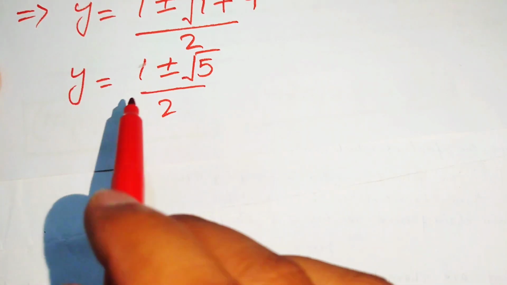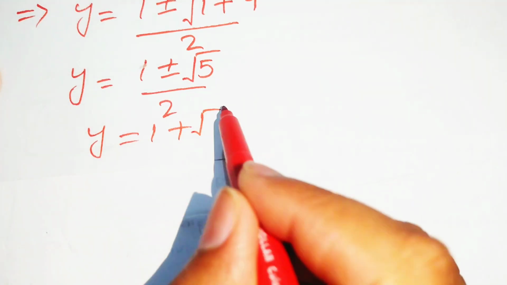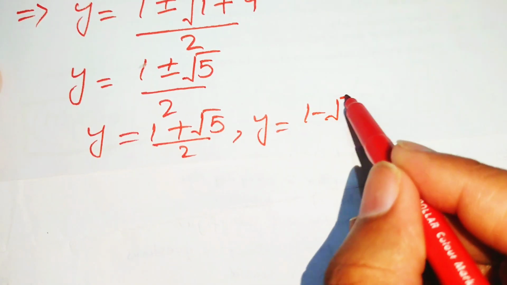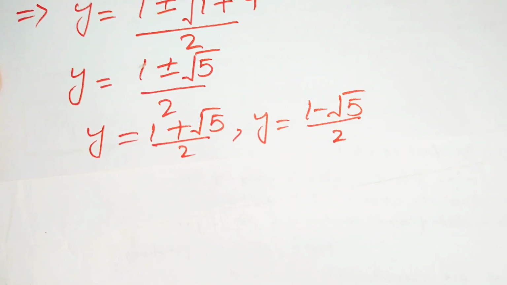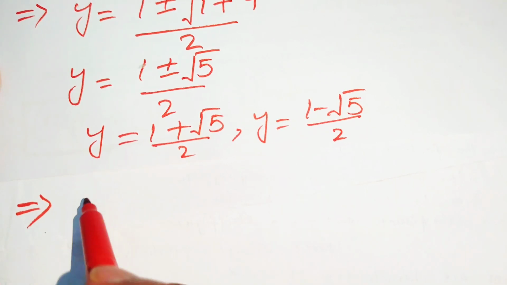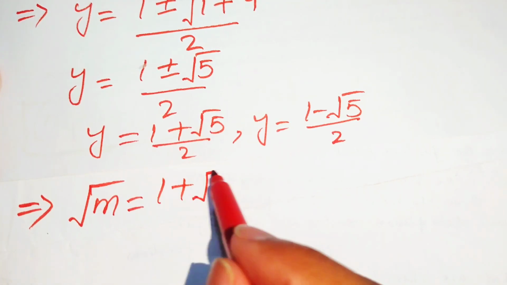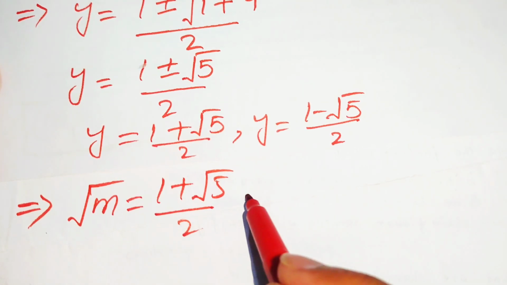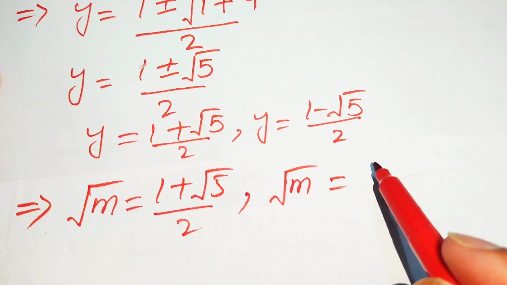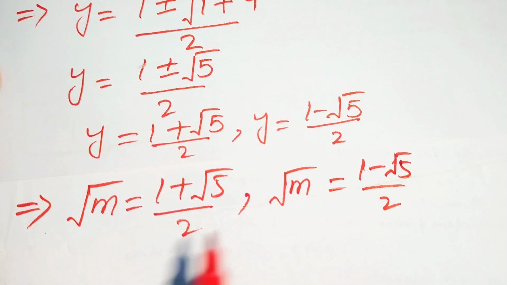And now in the next step we convert these into two cases. Our first case is we write the positive value, it is (1 plus square root of 5) over 2, and in the second case we write the negative value, it is (1 minus square root of 5) over 2. Now we back substitute the value of y, and we know that at the start of the problem we took y equals square root of m. So square root of m equals (1 plus square root of 5) divided by 2, and similarly in this case we have square root of m equals (1 minus square root of 5) over 2.